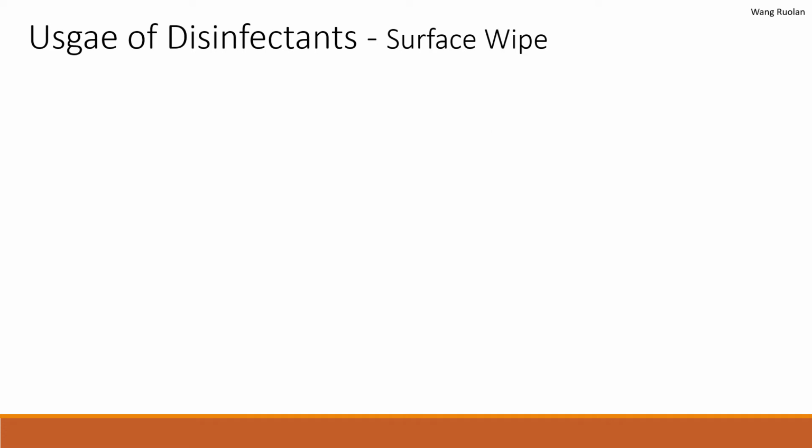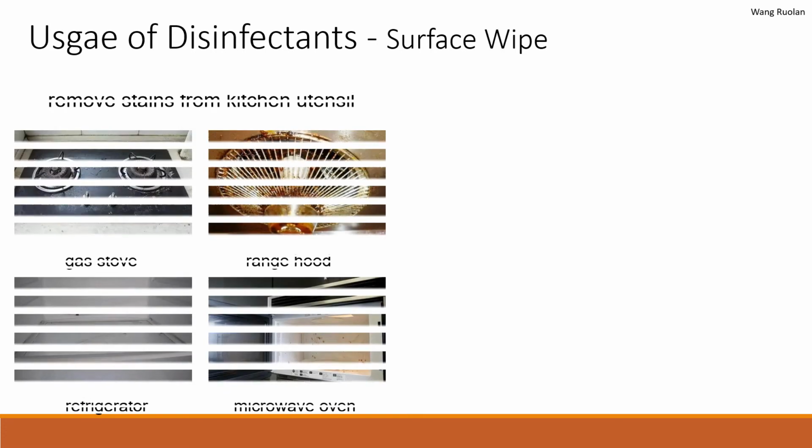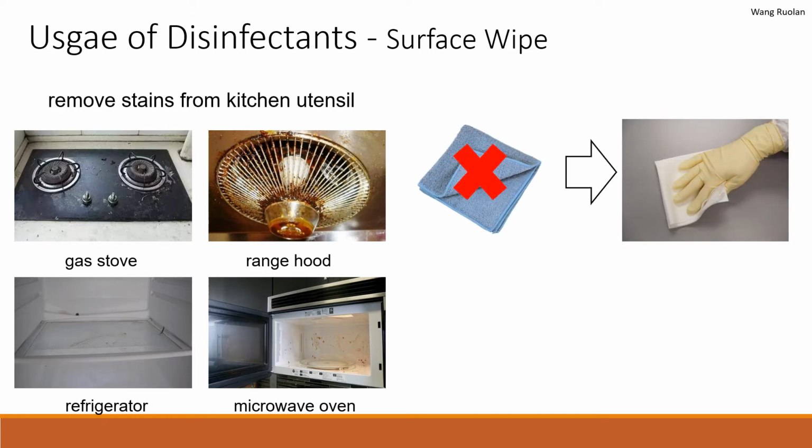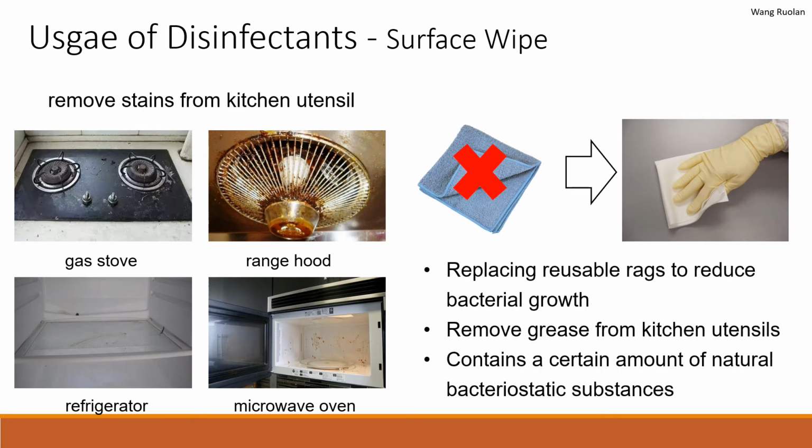Now is surface wipe. It can remove stains from kitchen appliances such as gas stove, range hood, refrigerator, and microwave oven. Surface wipe can replace the reusable rags to reduce bacterial growth, remove grease from the kitchen appliances, and contains a certain amount of natural bacteriostatic substances.